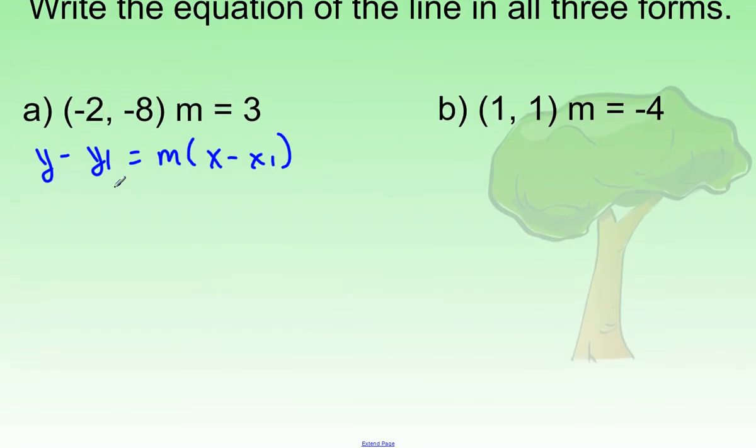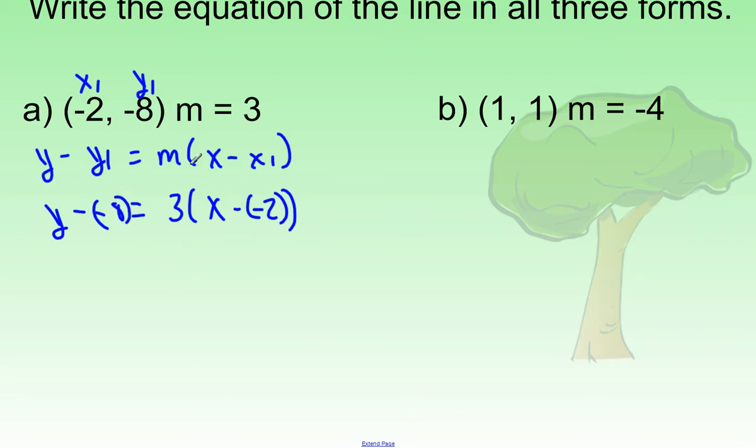Now we simply plug the numbers in. So the m value is 3. This x stays x. This y stays y. It's the x1 and the y1 that come from this. So this is obviously the x point is the x1, the y point is the y1. So I'm going to have x minus -2 and y minus -8. So it's a minus in the equation, and there's a negative in the problem, in the point.